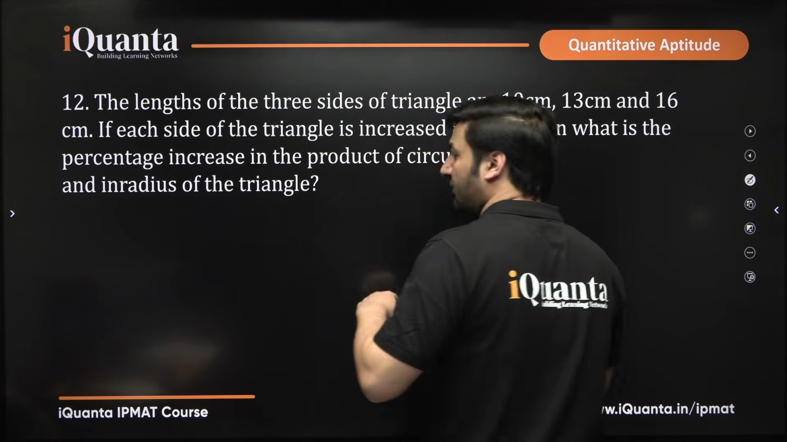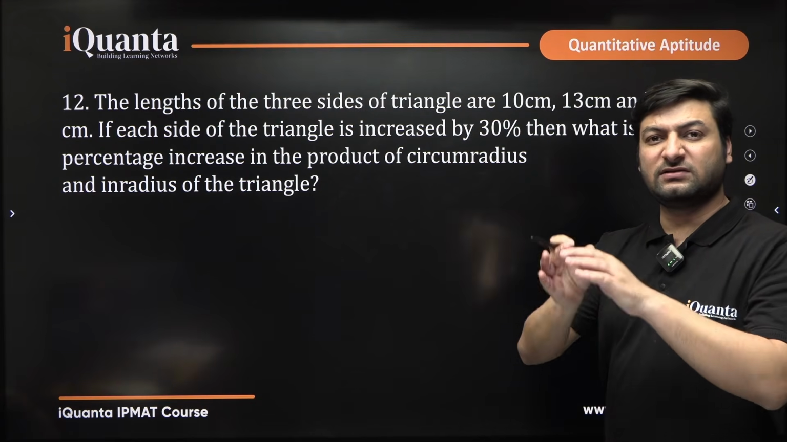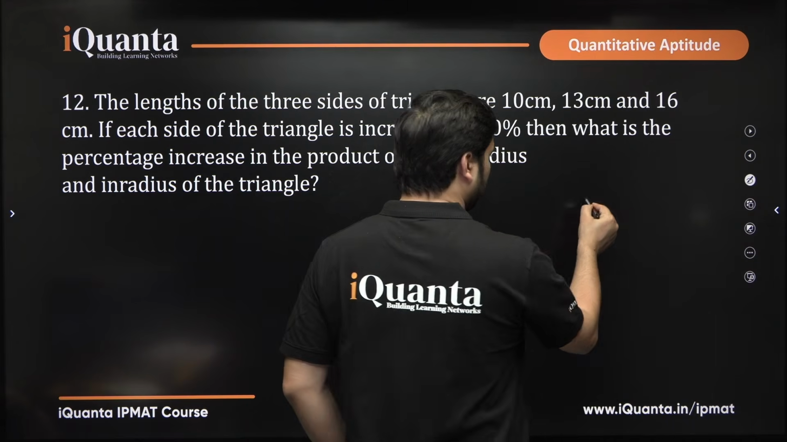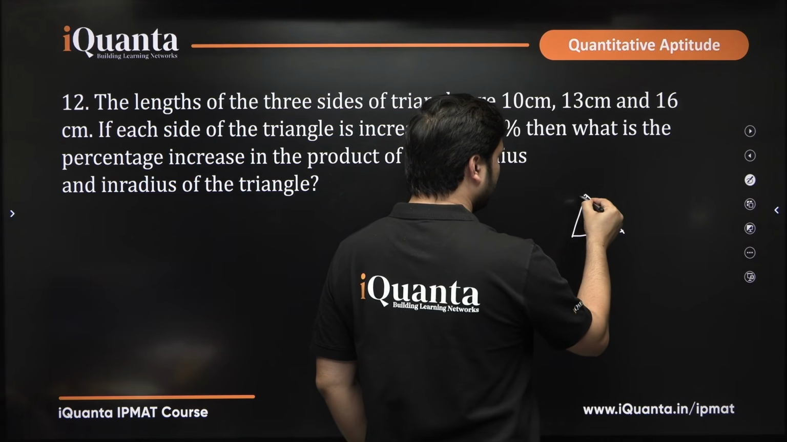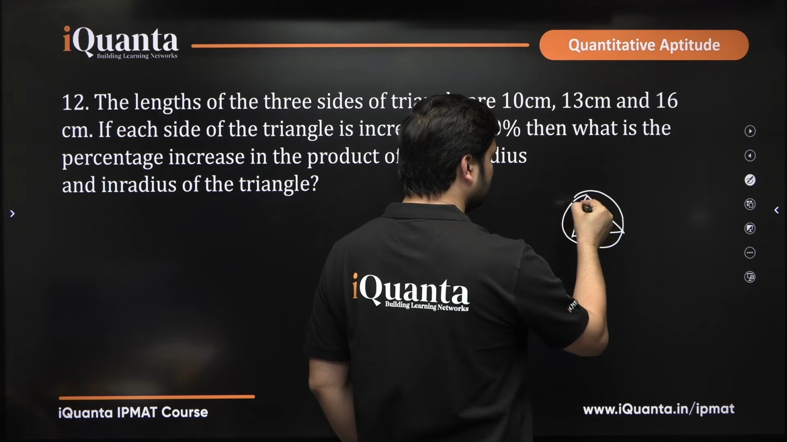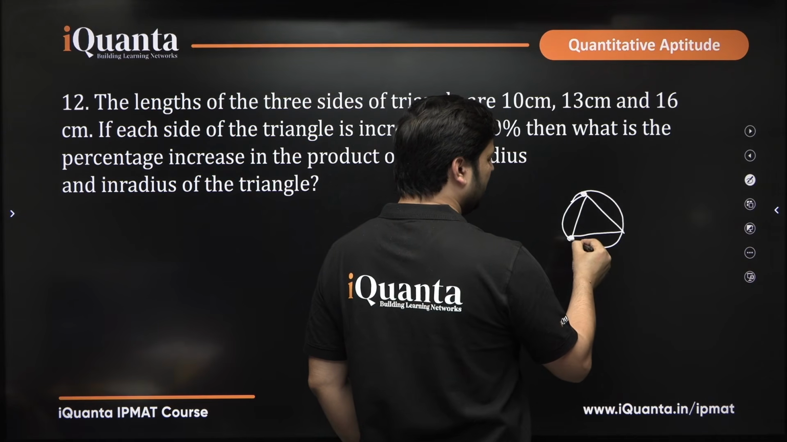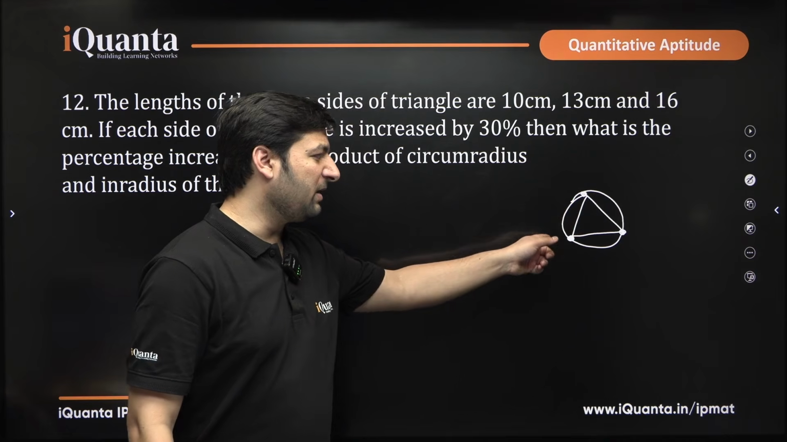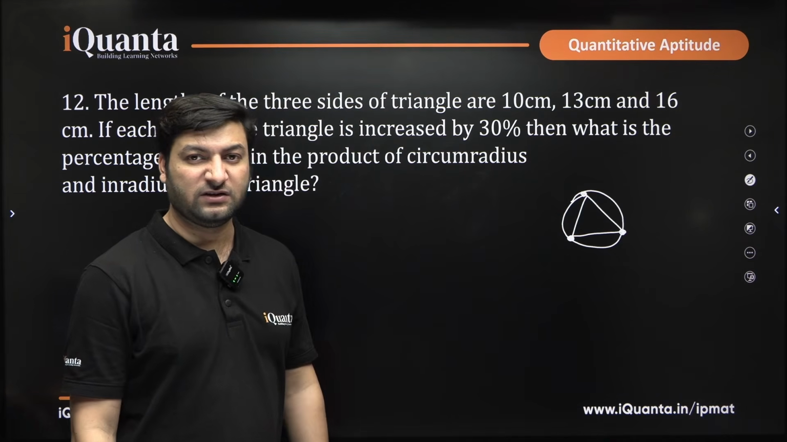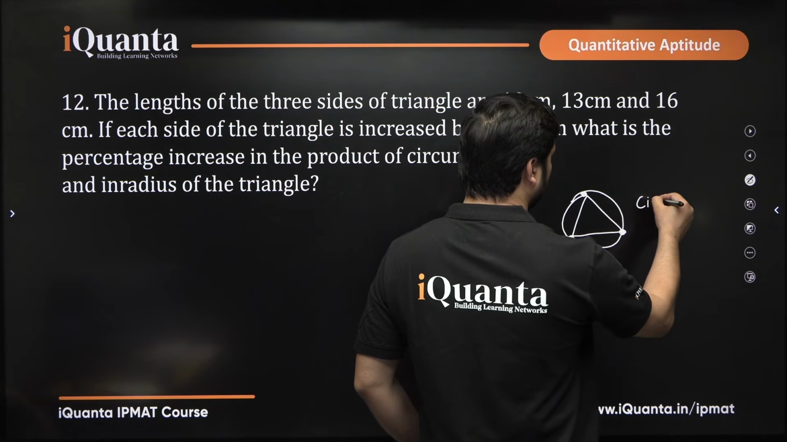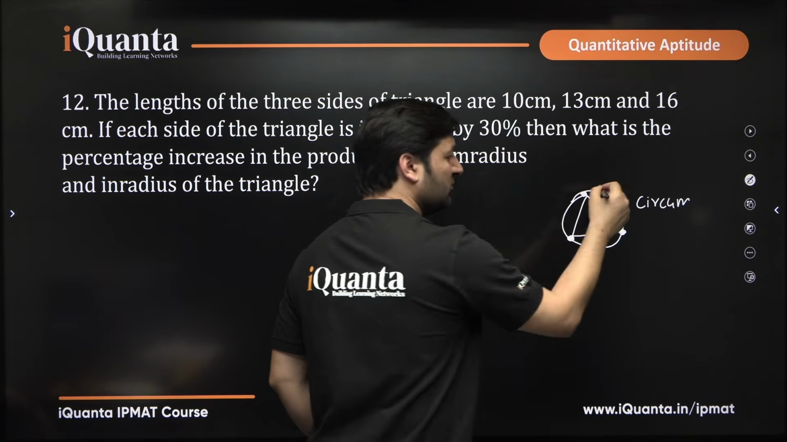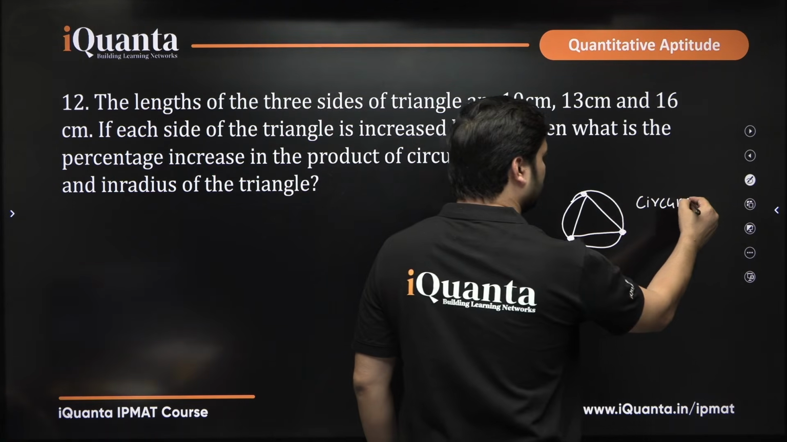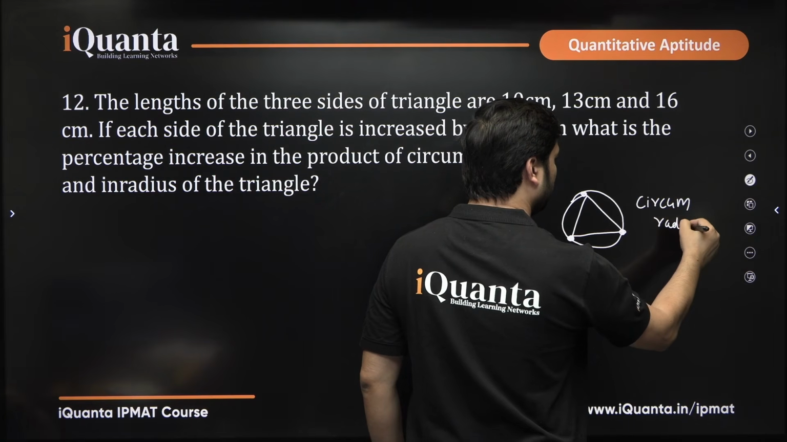Circum means which is around the triangle, the circle that goes through all the 3 vertices of the triangle. So if you have a triangle like this and there is a circle which passes through all the vertices of the given triangle, this is circum. This circle is called the circumcircle, the center of this circle is called the circumcenter, and the radius of this circle is called the circumradius. I hope you all know this.